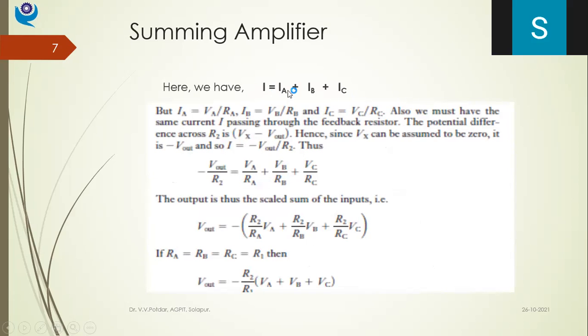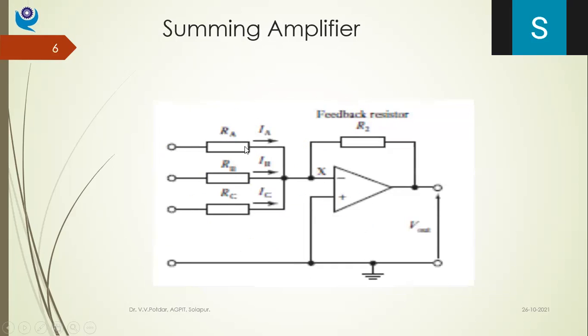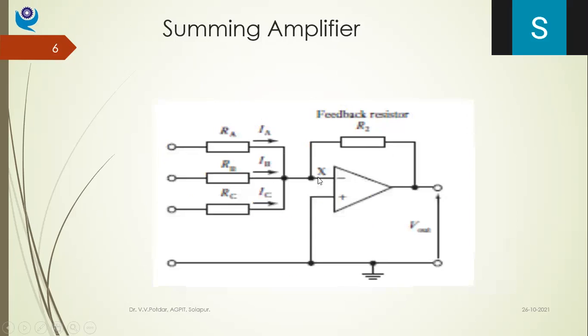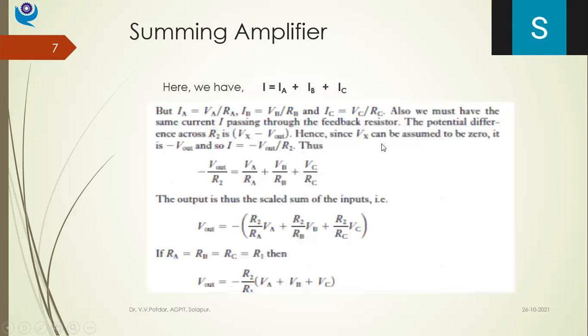So I will be equal to IA plus IB plus IC. But IA, just now I told you, is equal to VA by RA. IB is equal to VB by RB and IC is equal to VC by RC. Also, we must have the same current I passing through the feedback resistor. The same current I is passing through the feedback resistance as well.